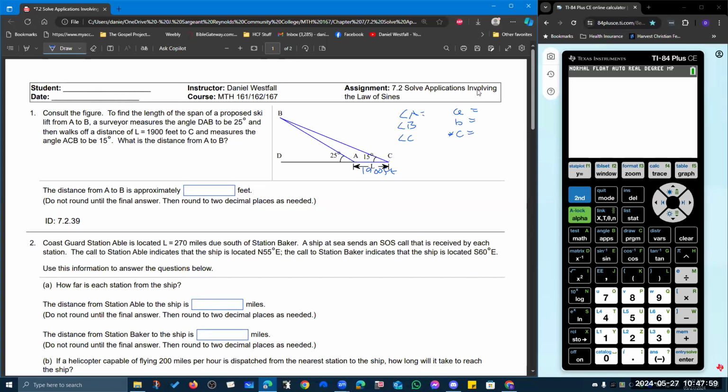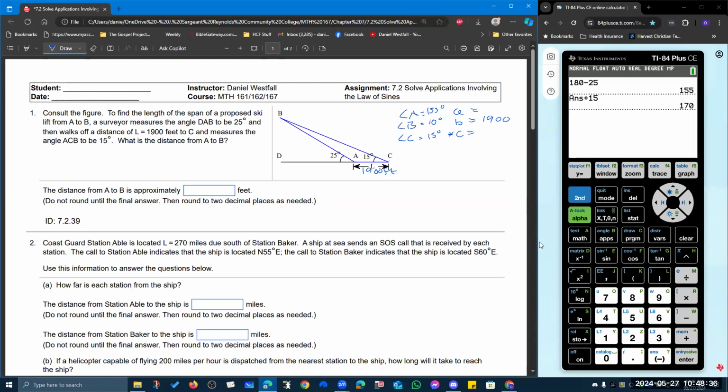So angle A is 180 minus 25, which is 155. And then B, we'll figure that out in just a second. C is 15 degrees. So 155 plus 15 is 170. 180 minus 170 is 10 degrees. Side A is not important to us. Side B is 1900. And we want to find side C.